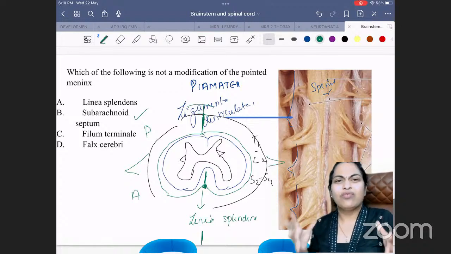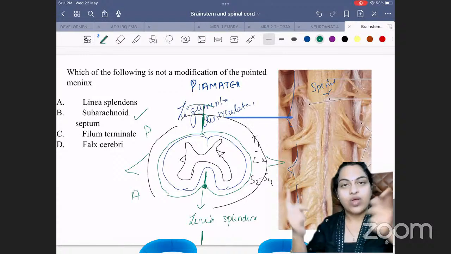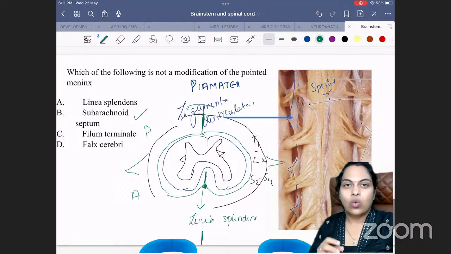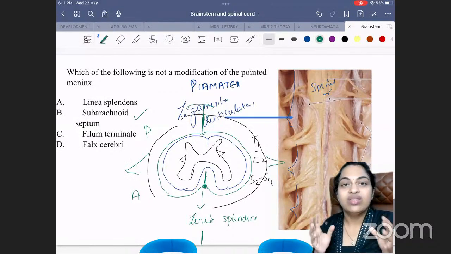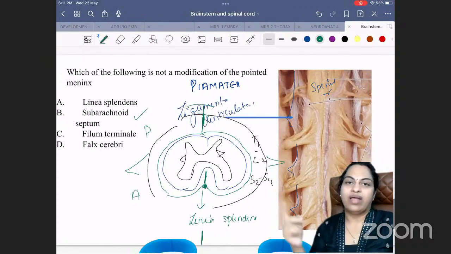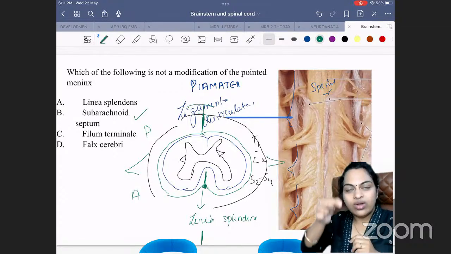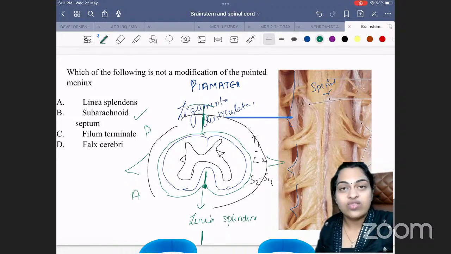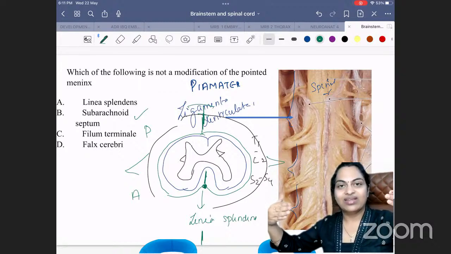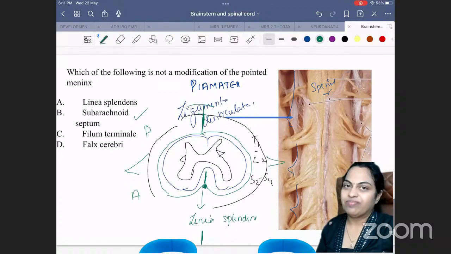So what is the purpose of all these modifications? The spinal cord ends at L1. It is surrounded by the subarachnoid space, which has the CSF, isn't it? So to anchor the spinal cord within the vertebral column, these pia mater modifications extend all throughout the spinal cord and anchor it within the CSF. Lower down, it's anchored to the dorsal surface of the first coccygeal vertebra by the filum terminale. Laterally, we have the ligamenta denticulata, anteriorly the linea splendens, and posteriorly the subarachnoid septum, right?